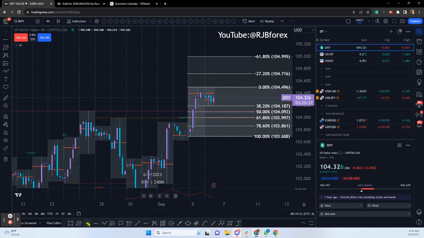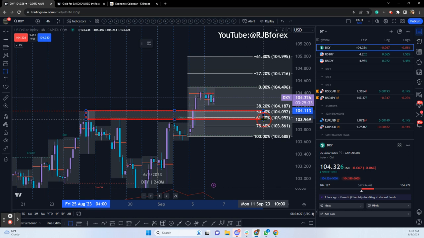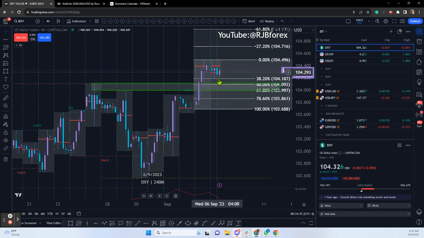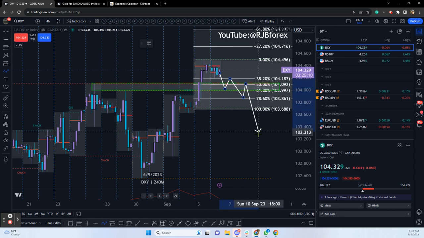So we can mark that over here as potential support. And we're looking for a retest of support, at least a retest, and if it fails to hold support here, then you're looking for the price to go lower. So if it fails the retest, then lower.